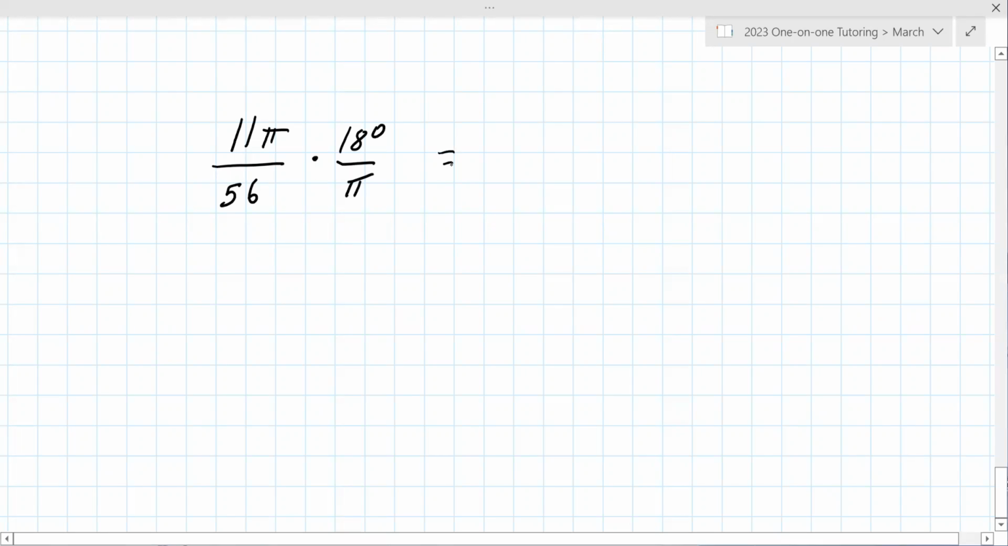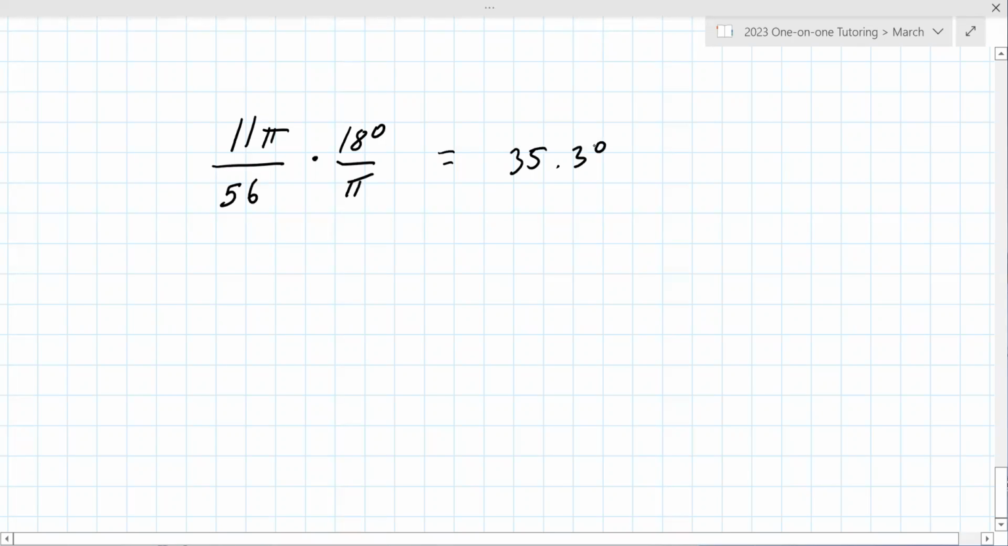Okay, so this one, go ahead and round it to like 1 decimal place. All right, I'm just gonna write this down. 11 times 180 divided by 56. And then how many decimal places do you want? Just one decimal place. 35.3. Okay.